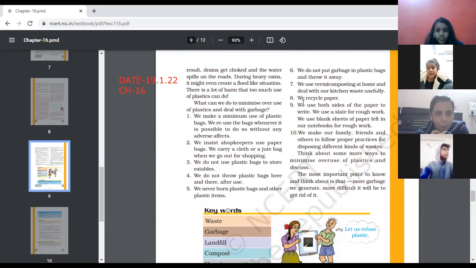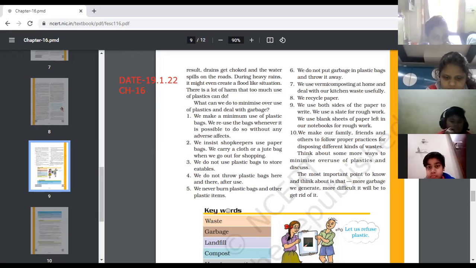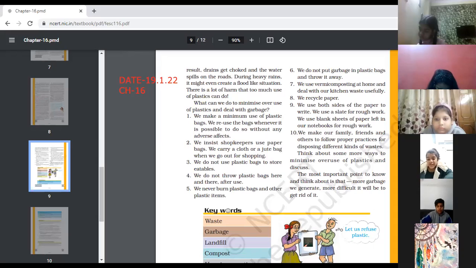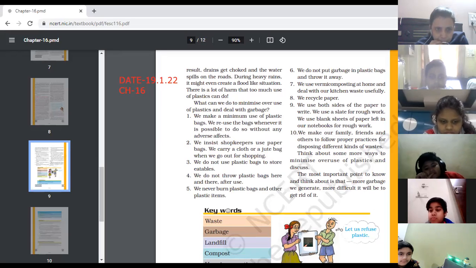What can we do to minimize overuse of plastic and deal with garbage? First, we make a minimum use of plastic bags. We reuse the bags whenever it is possible to do so without any adverse effects. Second, we insist shopkeepers use paper bags. We carry a cloth or a jute bag when we go out for shopping. Third, we do not use plastic bags to store eatables.